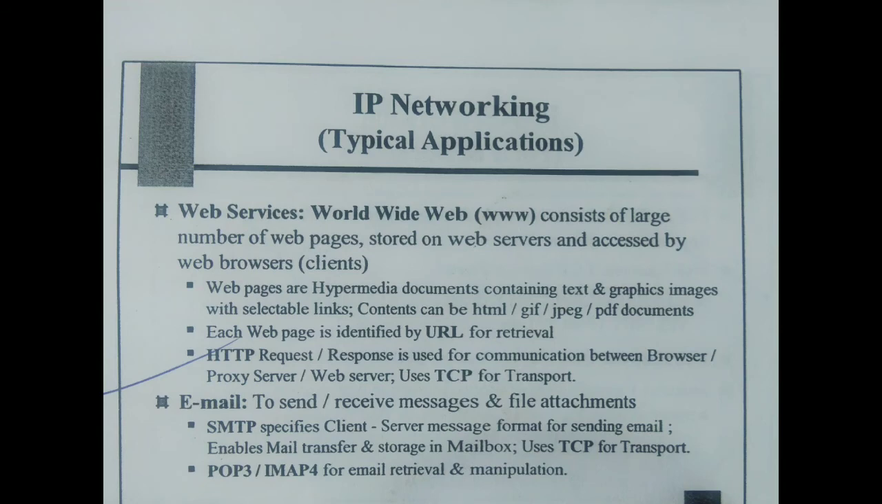Each HTTP request and response is used for communication between browser, proxy server and web server. It uses TCP for transport. Each web server is identified by a URL, we all know that. And if we talk about email, to send and receive mail and file attachments, SMTP is a client server message format for sending mails that enables mail transfer and storage in the mailbox, and it uses TCP for transport. POP3 or IMAP is used for email retrieval and manipulation. So these are the various services and protocols that are interlinked when we access the internet and email servers.